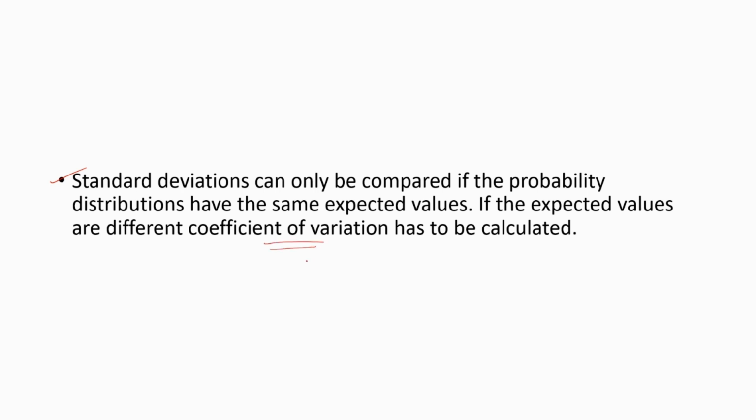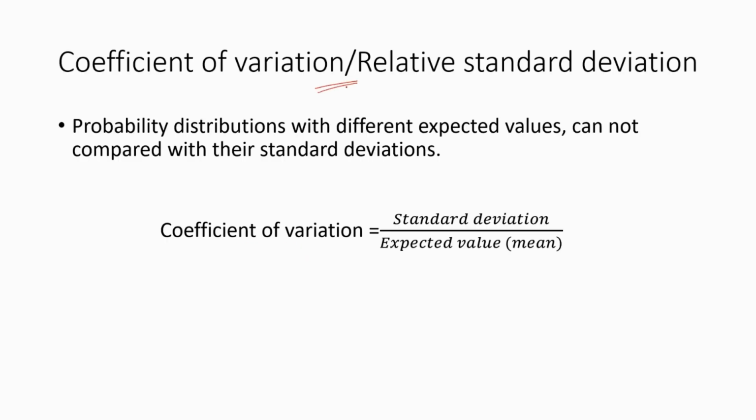This is also called the relative standard deviation. Coefficient of variation, relative standard deviation. Probability distributions with different expected values cannot be compared with their standard deviations. So we have to calculate the coefficient of variation. This equals the standard deviation divided by the expected value or the mean value. Let's calculate the coefficient of variation for the previous example.